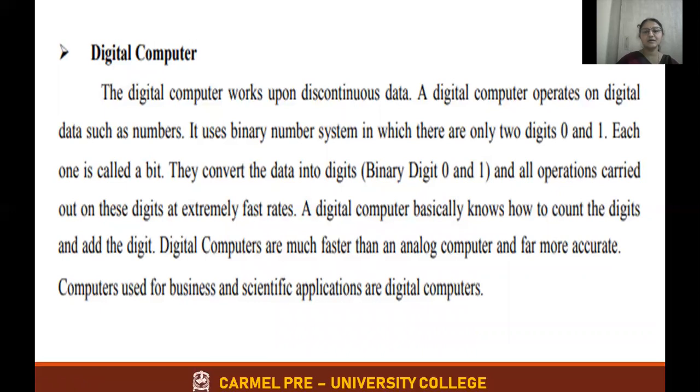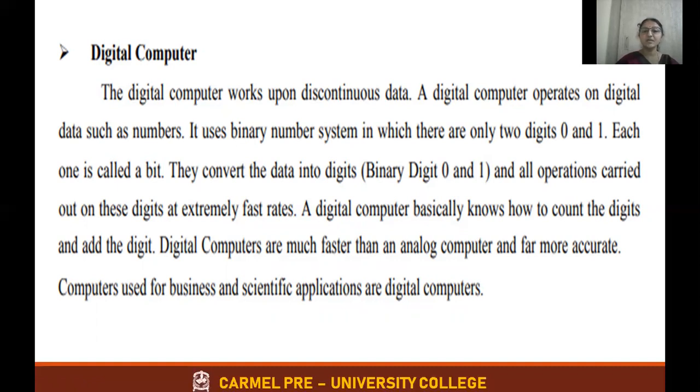Next is the digital computer, which we use at home and in so many applications. What we are using nowadays in general are all digital computers. Digital computers work upon discontinuous data. Whereas when representing a sine waveform, as I displayed previously, you need continuous data, here it is not like that. It uses discontinuous data and operates on data such as numbers.